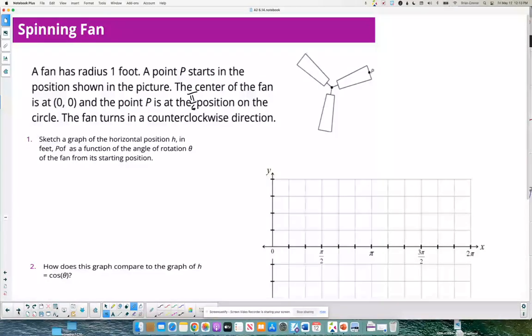So this is a little different than the last one. First of all, it talks about the horizontal position. So on the unit circle, you should know that a point is cosine theta, sine theta. So the last one we were talking vertical position, so we were looking at the y coordinate. Horizontal position is the x coordinate on the unit circle. So we're going to be looking at the cosine of the angle. So that's the first difference.